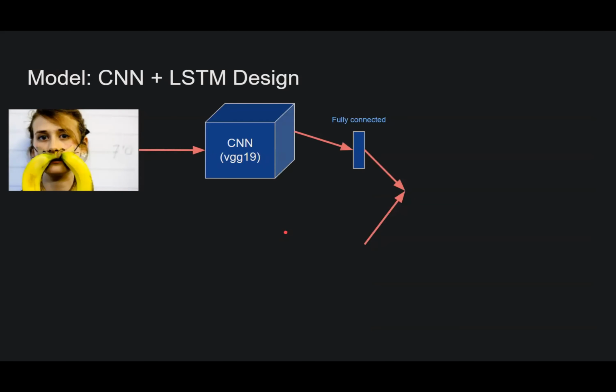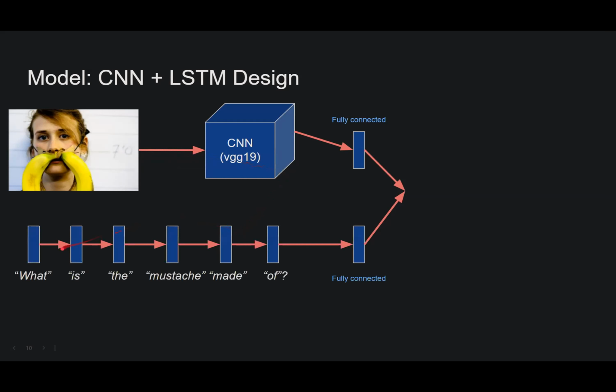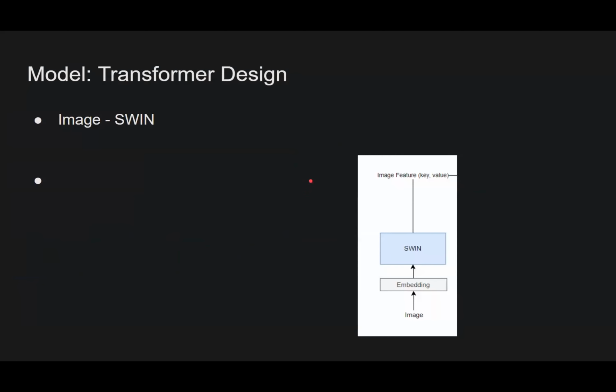Here is a classic CNN LSTM design. The CNN extracts the features, while the LSTM extracts meaning from the questions. We then perform some fully connected layers along with a pointwise operation to classify what the answer is. This is the baseline we're going to perform our comparisons against the transformer.